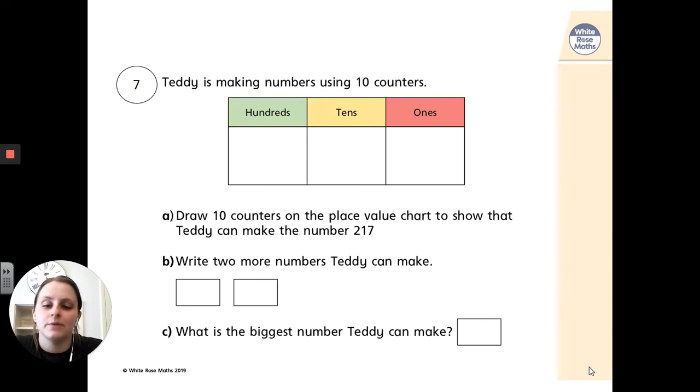Now, what is the biggest number that Teddy can make? So if he moved all of those counters again, what's the highest number that he could make? Pause here, so you can have a go at drawing your hundreds, tens and ones, your place value chart, and answer those questions.